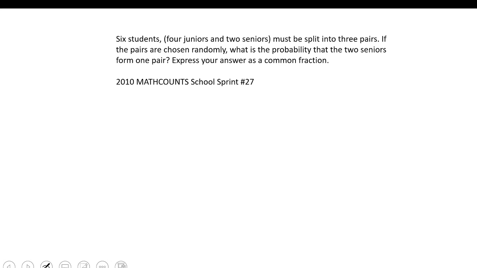6 students, 4 juniors and 2 seniors, must be split into 3 pairs. If the pairs are chosen randomly, what is the probability that the 2 seniors form one pair? Express your answer as a common fraction. So we want the probability that the 2 seniors form one pair. Let's go ahead and list out how many people there are, since there's only 6 of them. And they're different people, so S1, S2, and then there's 4 juniors: J1, J2, J3, and J4.